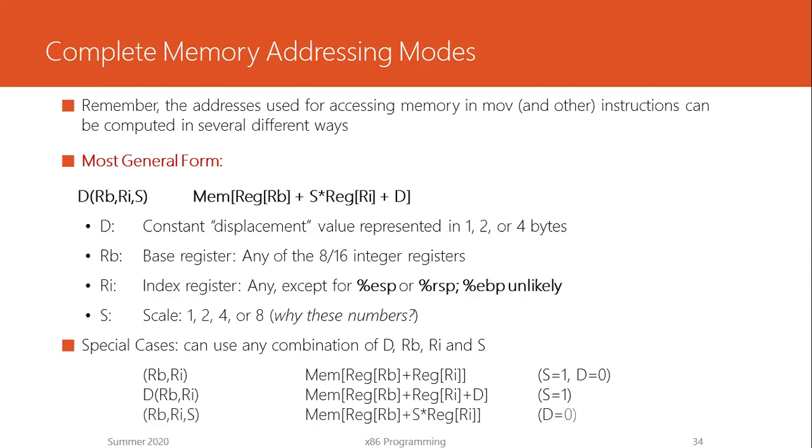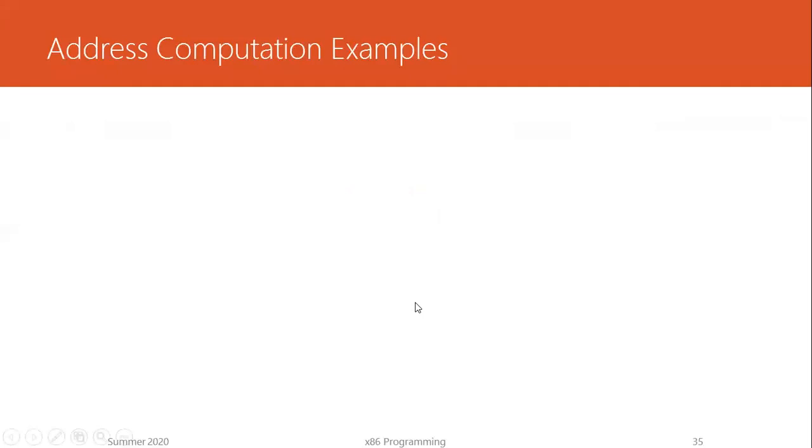And also, you can have no displacement at all, just the RB, RI, and S. In which case, D is 0, and the final address will be RB plus the scale multiplied by register RI. So let's try this example here.